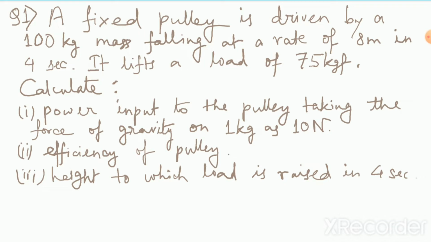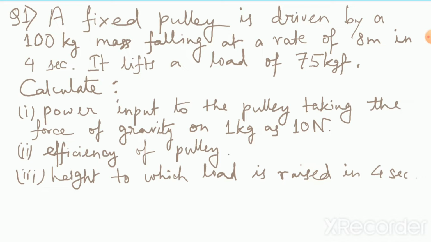The problems have been taken from Conscience Physics book class 10 SSC. Okay. So what does the first problem say? A fixed pulley is driven by a 100 kg mass falling at a rate of 8 meter in 4 seconds, and it lifts a load of 75 kg. So from the given information you can say that the effort is actually applied by that 100 kg mass, and it has been given that the force of gravity on 1 kg mass is 10 newton.